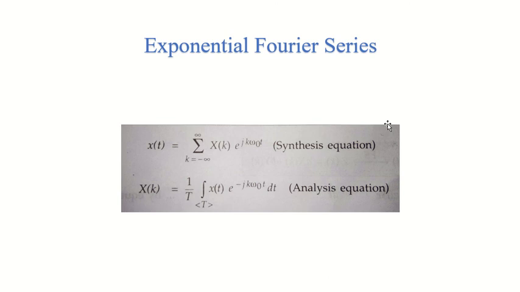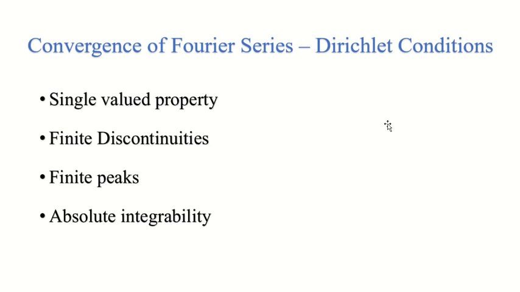Now coming to the convergence of Fourier series, in order for the Fourier series to be convergent, your signal x of t needs to satisfy some conditions, and we call these conditions Dirichlet conditions, right? Dirichlet conditions are required to be satisfied by a signal in order to make my Fourier series converge.